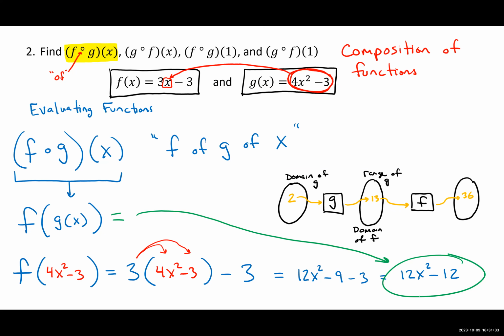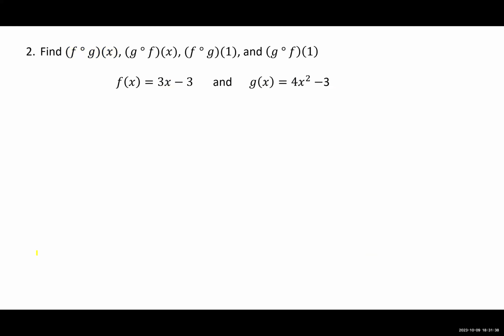Okay, so that's it for f of g of x. Let's start with a fresh slide. Let's look at the next one. Just switch the order. Instead of the first one, f of g, this is g of f of x. The first function that's listed is the outside. The second function that's listed is the inside. So when you see g little circle f, parentheses x, that's g of f of x.